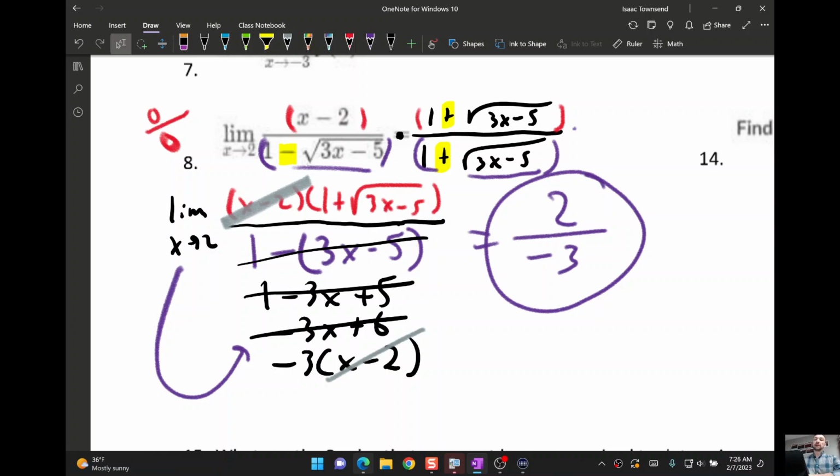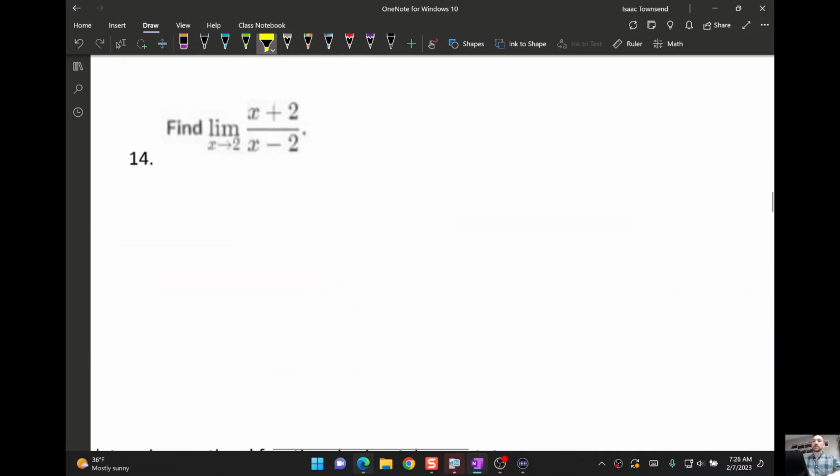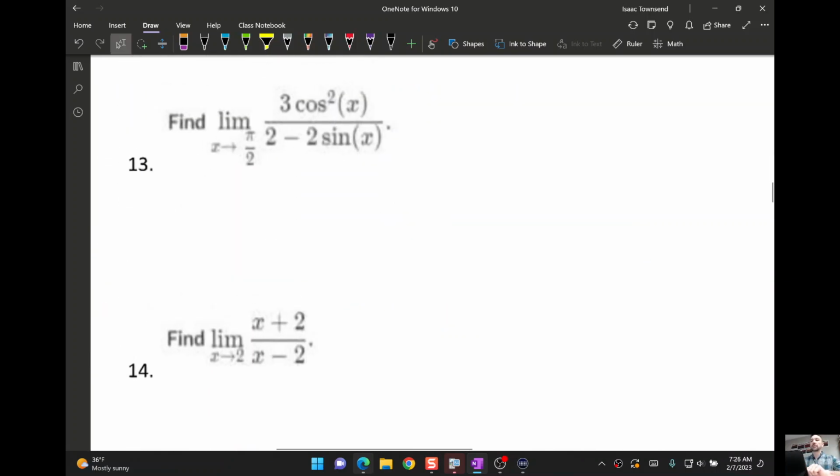The main thing you need to get out of this question, again, it's not going to be the exact same question on the test, but if you get 0 over 0 and nothing else that you do works, you just need to have somewhere in your brain that, hey, maybe multiplying by conjugates will help. That's all you could do on that one.